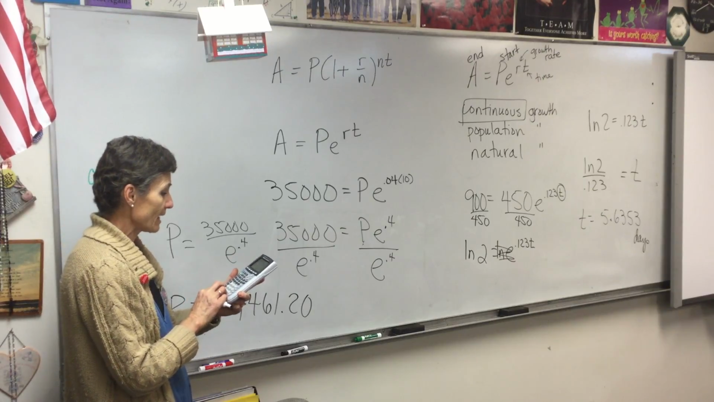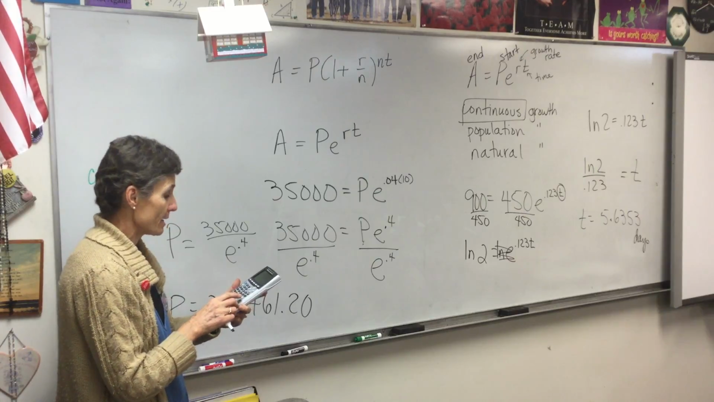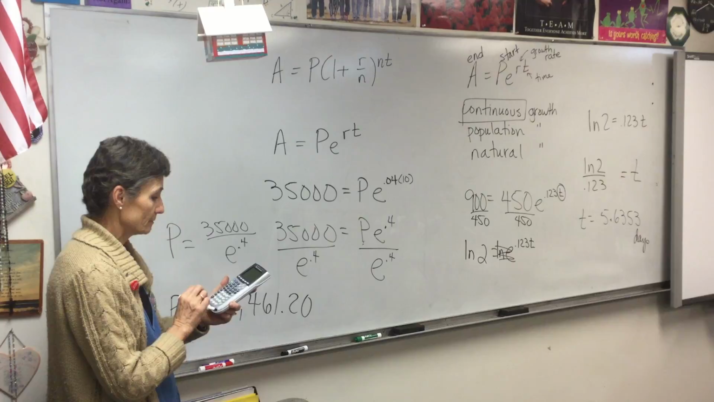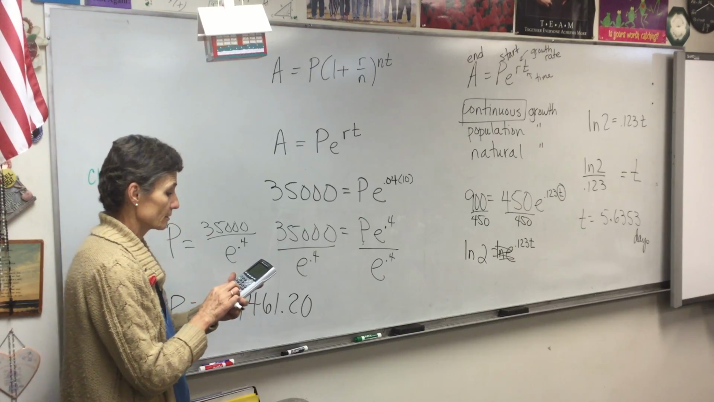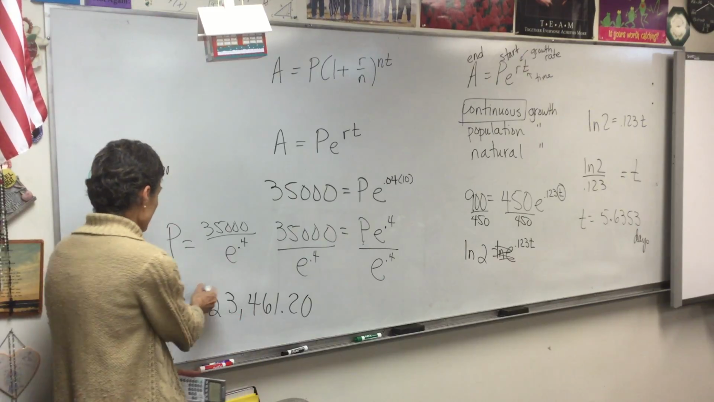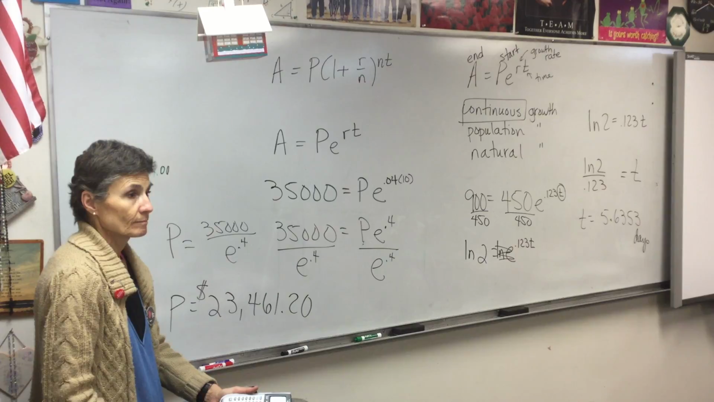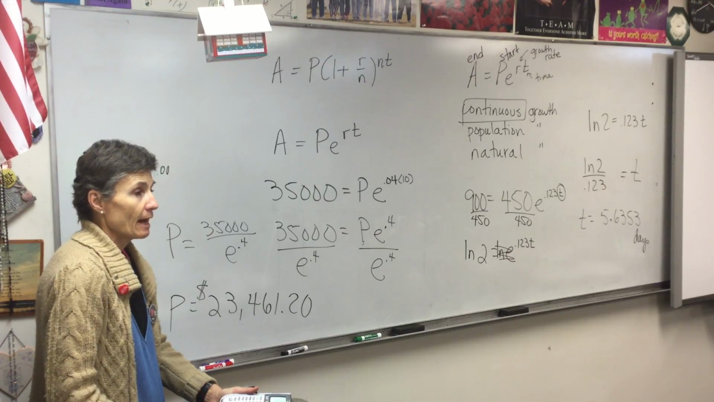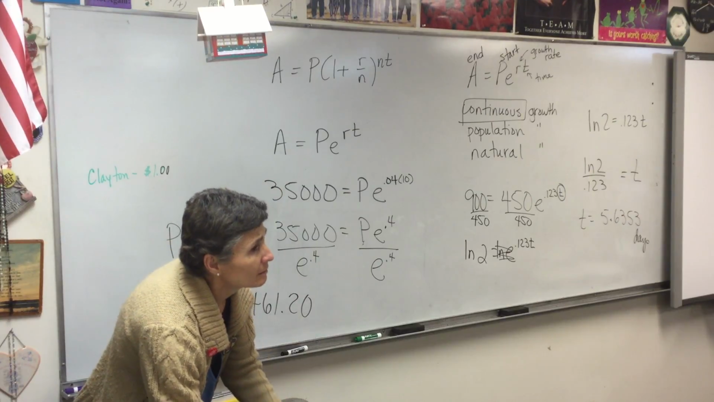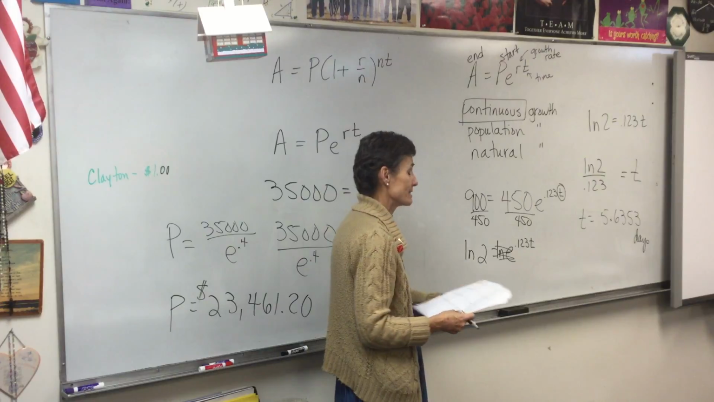Type 35,000 divided by second ln 0.4. And that's what you get, $23,461.20. How come I didn't use logarithms on that problem? My variable was not an exponent, that's the key.